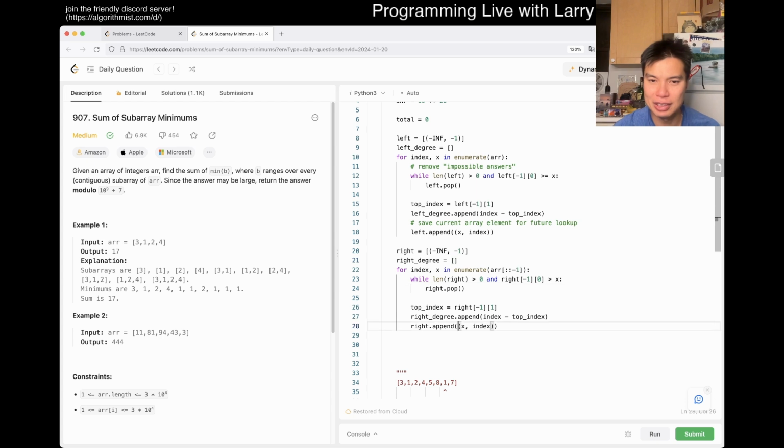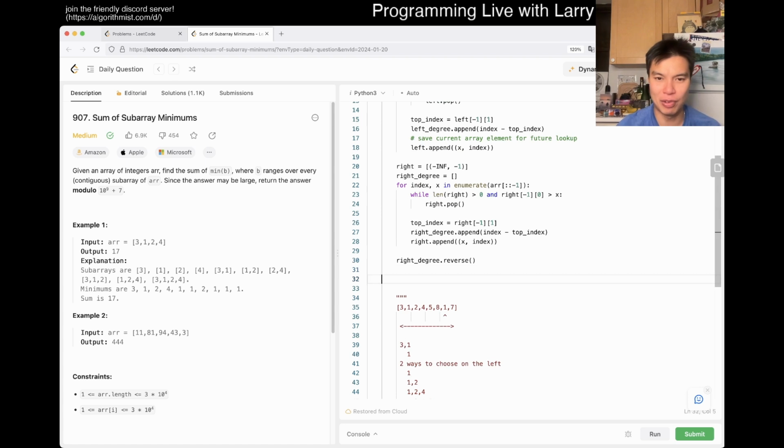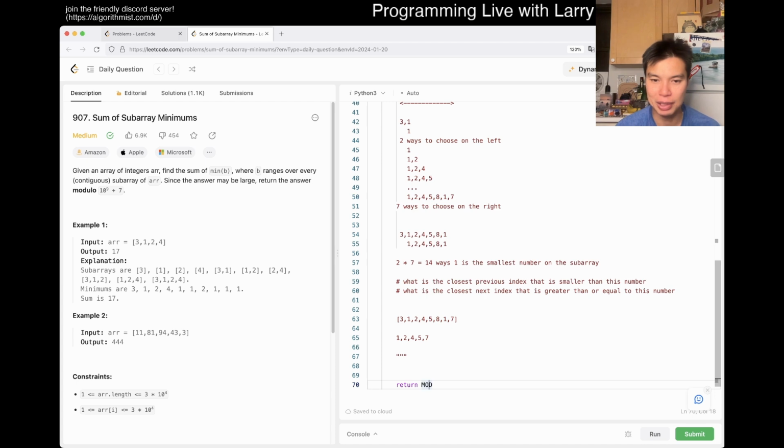And then now, of course, we have to reverse the right degree. And then n is equal to the length of the array, and we just sum up all the things. So here we have left degree of freedom of i times right degree of freedom of i, right? So that's the number of times array sub i is going to be the minimum answer. So times a sub i, that's the contribution. And then we just add it all together. And of course, we have to remember the mod. And that's pretty much it.